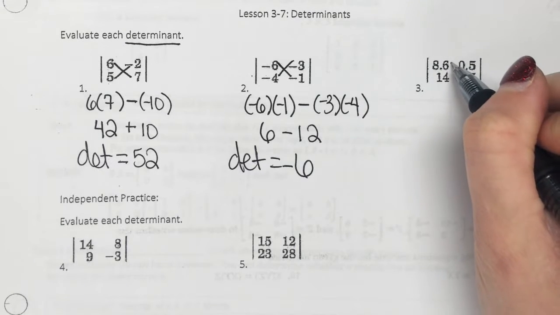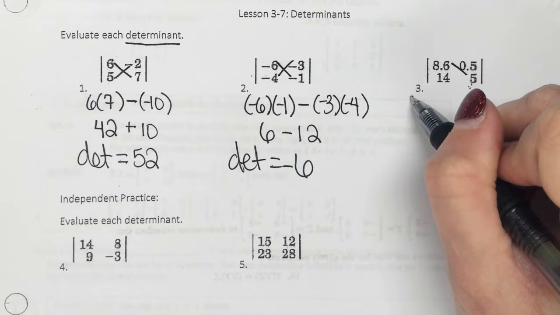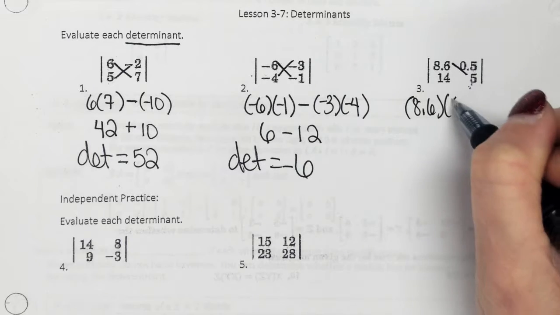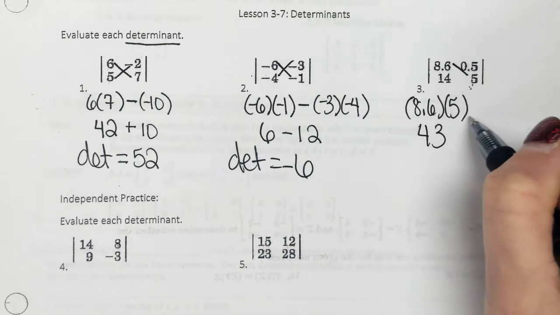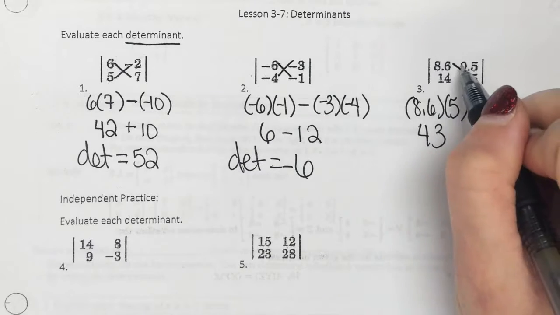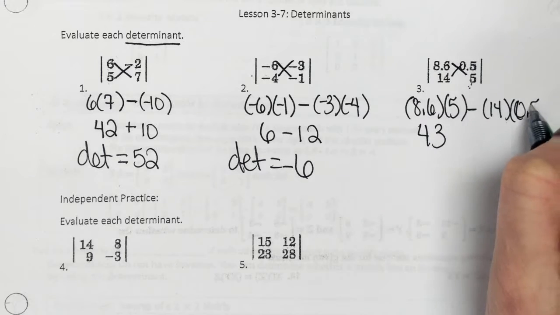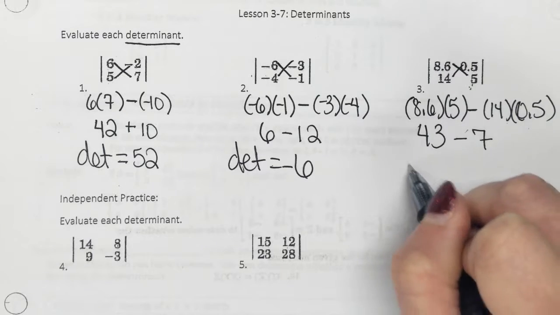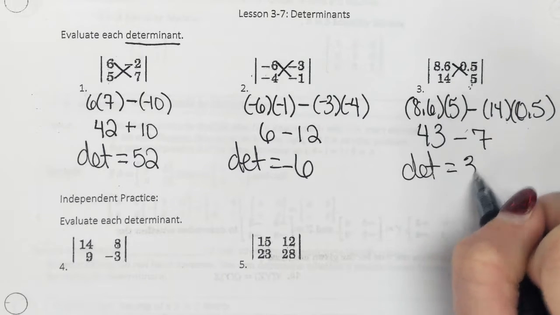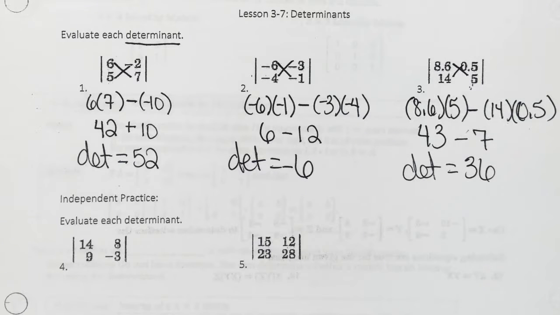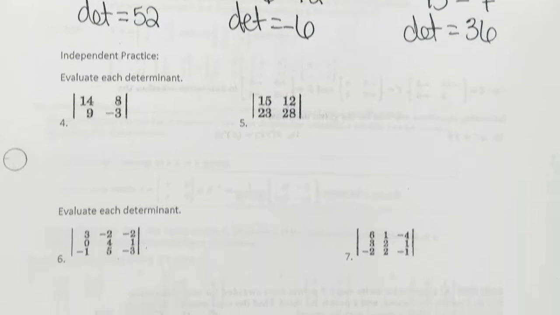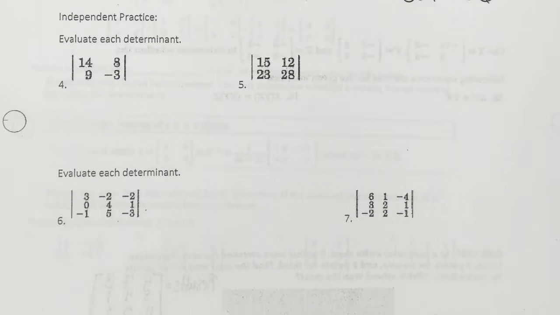All right, last one. Here we go. What is 8.6 times 5? 43. And we're going to subtract. And what is 0.5 times 14? Perfect. So we're going to subtract positive 7, and our determinant is perfect. Y'all okay? Okay, I want you to try 4 and 5 on your own, and then I'm going to show you how to do it in your calculator. Don't go to 6 and 7 because they're different.